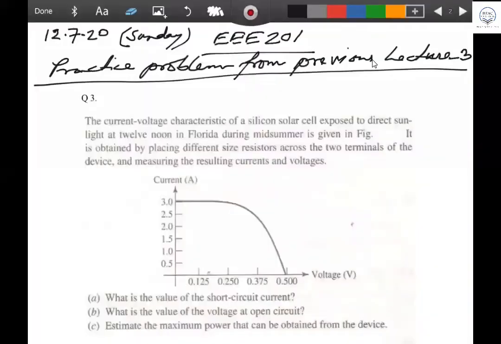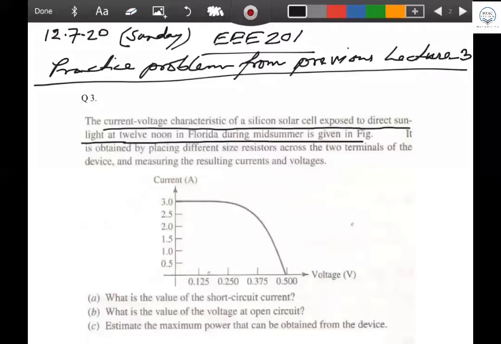Okay, now look, this is the problem from last class which is unsolved. Now we can see how to solve it. If you read the question, the current-voltage characteristic of a silicon cell exposed to the direct sunlight at 12 noon in Florida during the midsummer is given in the figure.